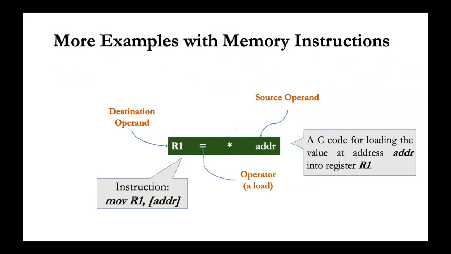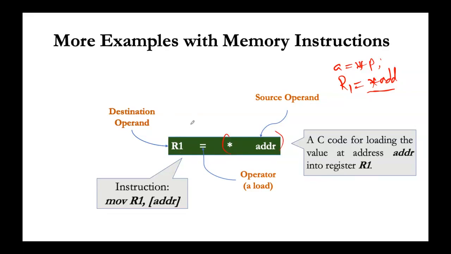Now let us see some examples. Suppose somewhere in the program we write A is equal to some pointer variable, suppose P, in C language. That can be written in assembly language as R1 is equal to star of the address, following the address-of operator, right? So here you are finding the address. The C code for loading the value at the address into the register is written as R1 is equal to star add. Here the source operand is the address, the operator is the assignment operator, and we call this a load operation. The destination operand is R1.